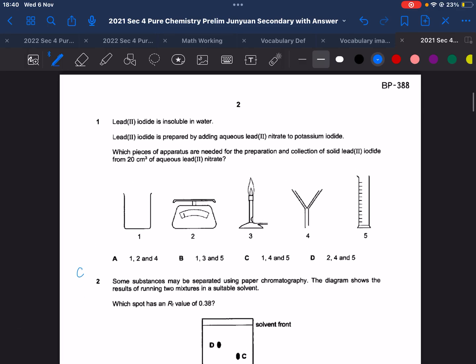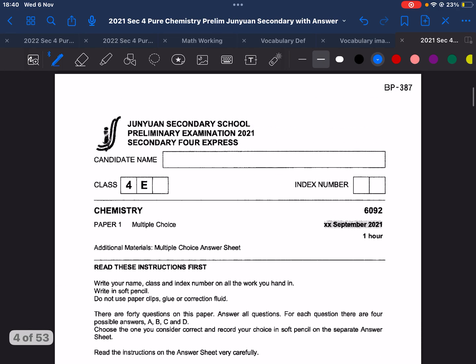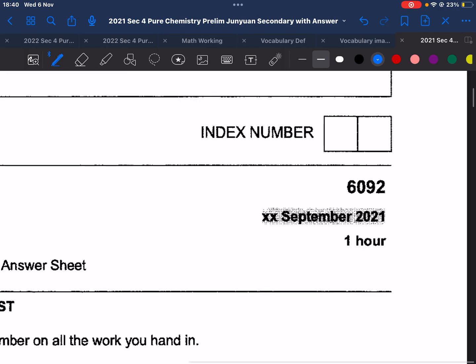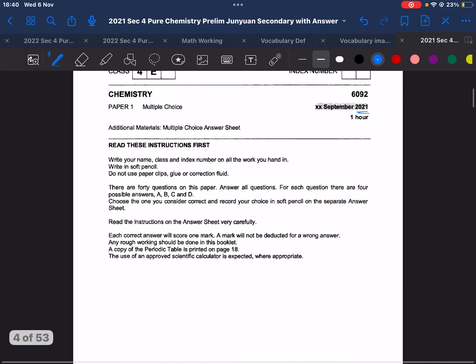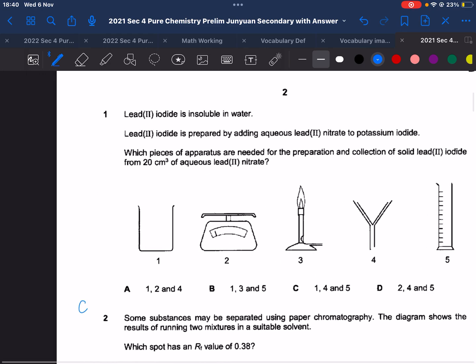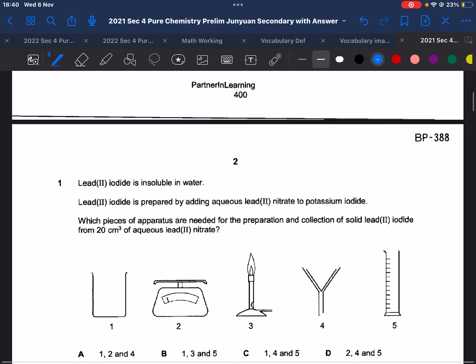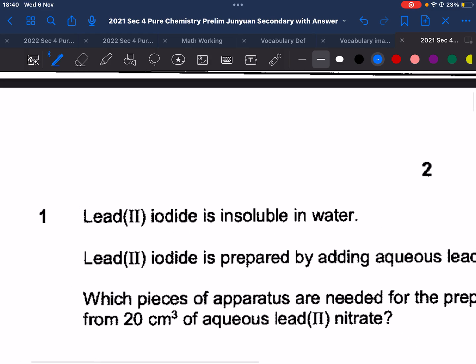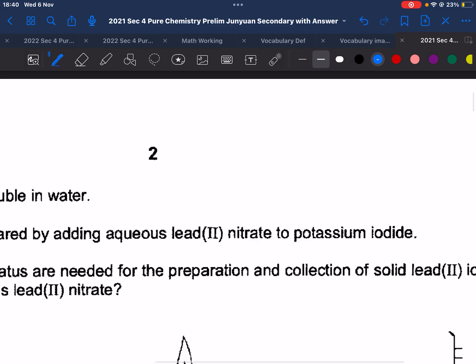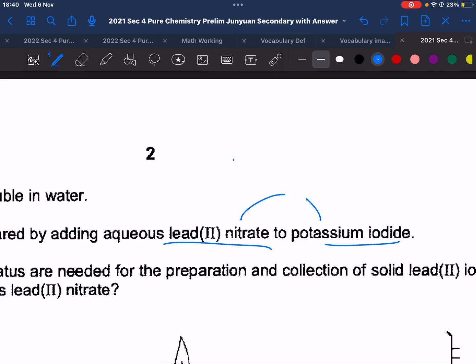So today we'll be doing JunYuan Secondary School 2021 paper, Chemistry paper 1. So the first question that we see here, okay, lead iodide is insoluble in water. So we know that this is actually a solid in water. It's prepared by adding aqueous lead nitrate to potassium iodide. So this will mix to form potassium nitrate and lead iodide.